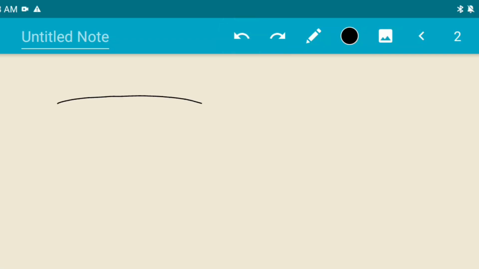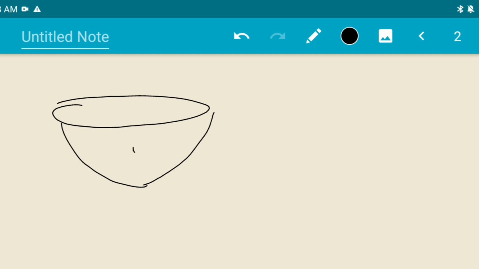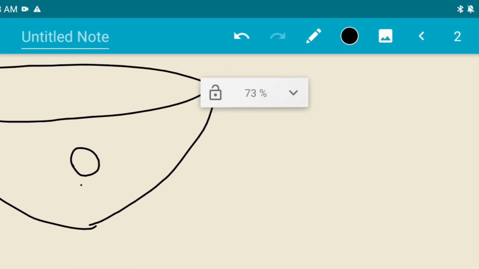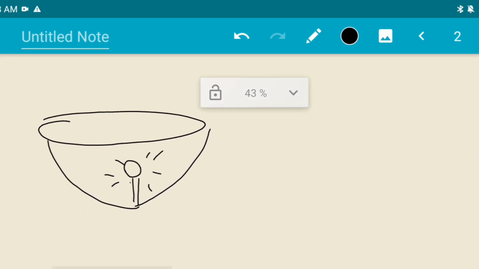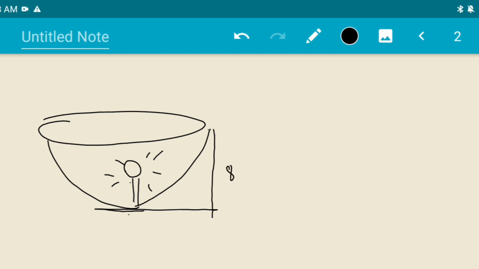So this here is your dish, and then the foci is here. Then of course it's a light bulb. Now we don't know the distance from the vertex. Remember, the vertex is always here. From the vertex to the foci, we don't know what the distance is. But one thing we know for sure is that this reflector is 8 inches deep, and then it is 12 inches wide.